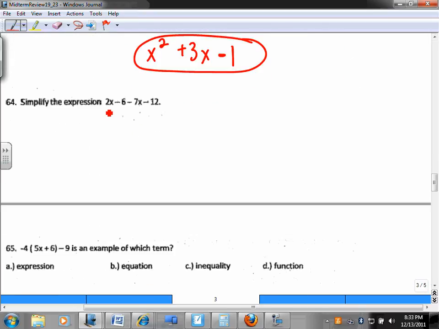Simplify the expression. So we just combine like terms. So we have 2x and minus 7x would give me minus 5x. And then minus 6 minus 12 would give me minus 18. So we have minus 5x minus 18.